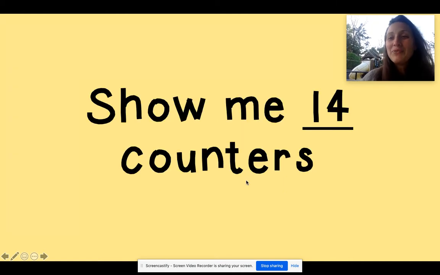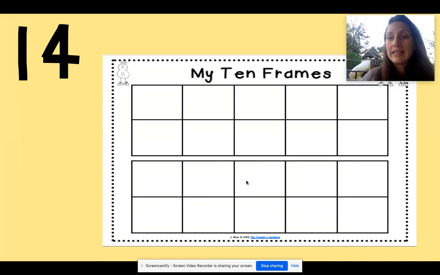Okay, now it's very important to be able to show 14 counters. This is important because it will help you when you're counting using your finger so that you make sure that you count correctly. If you have some beans at home or some pennies, you can use them to make your own counters at home. But on the screen, I'm going to show you my counters, and we can count 14.